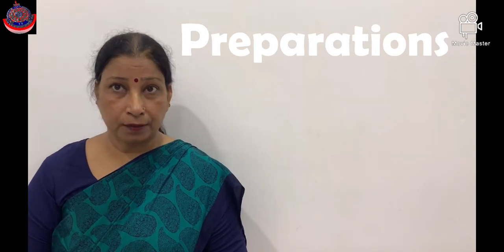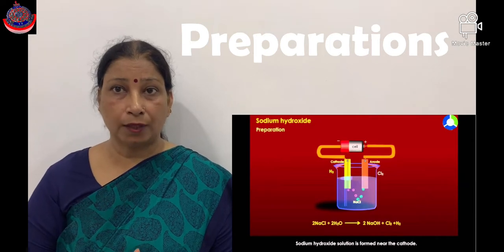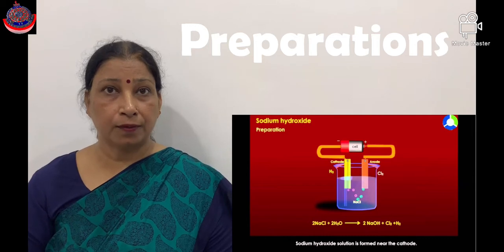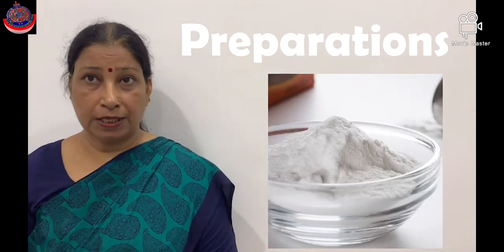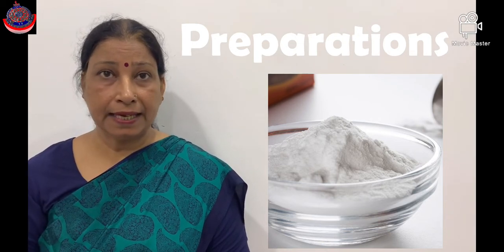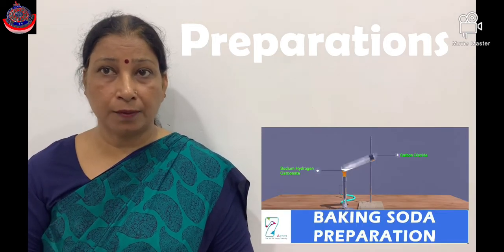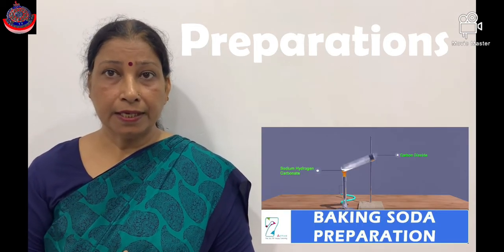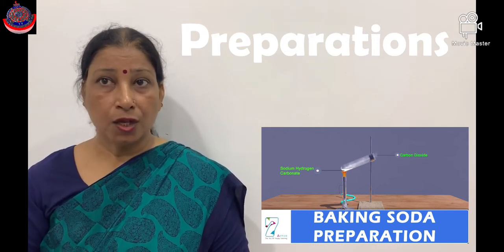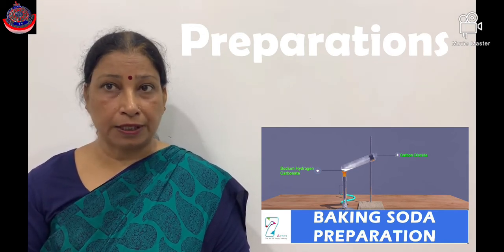Preparation of some chemicals. Number 1, sodium hydroxide. Sodium hydroxide is prepared by passing electricity through an aqueous solution of sodium chloride, which decomposes to form sodium hydroxide. Baking soda. The chemical name of baking soda is sodium hydrogen carbonate, NaHCO3. Preparation of baking soda. Sodium hydrogen carbonate is prepared in the laboratory from sodium chloride by passing carbon dioxide gas through a cold solution of sodium chloride saturated with ammonia.